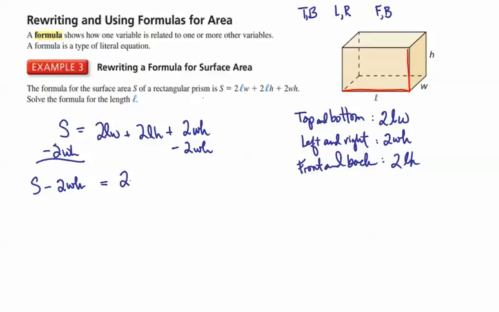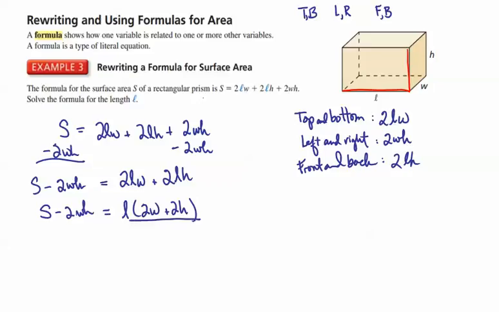Then we have 2 times LW plus 2LH. And so what I'm going to do with those is, as we saw before, factor out the L from the right side, get L times 2W plus 2H, and S minus 2WH is still on the left side.